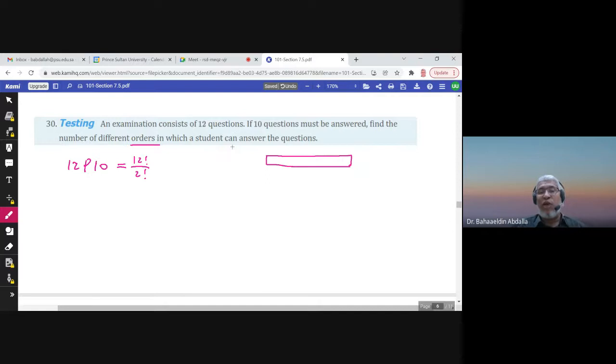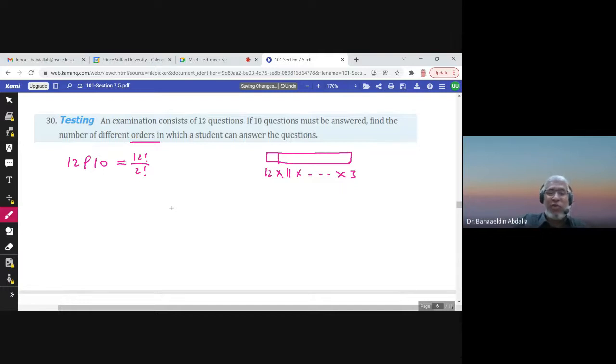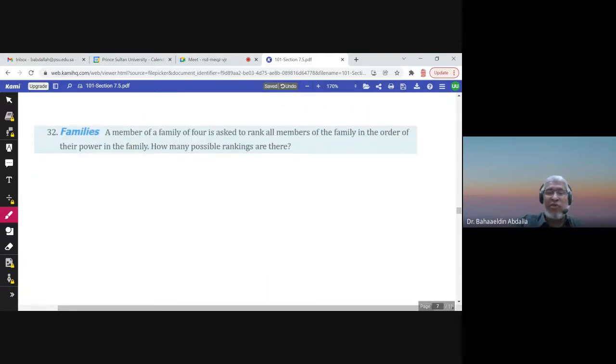I have 12 questions. So let me choose the first question to answer. How many choices are there? Well, I have 12 questions to choose from. Okay, I answered the first question. Now go to the second question. How many questions are left to choose from? 11. And so on up to 3. So this would also be the answer using the fundamental counting principle. So permutations, you can solve them using the fundamental counting principle in 2 different ways.